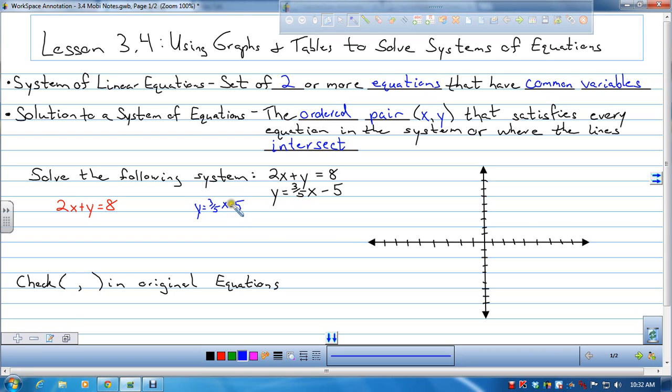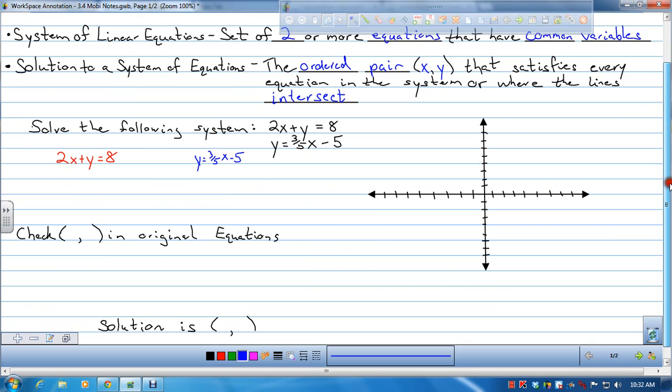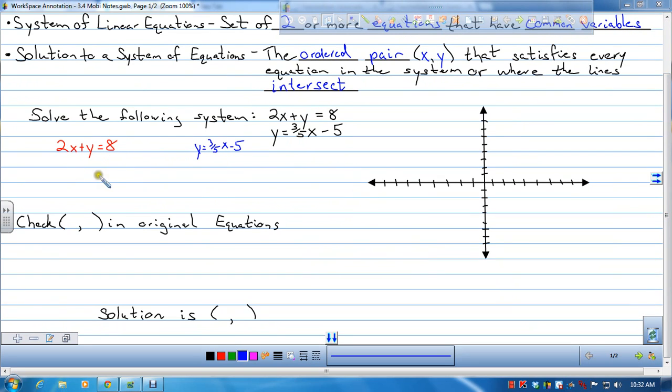So to solve these, we'll get started. Solve by graphing first. Let's say we wanted to solve the following system. We've got these two linear equations right here, one written in standard form, the other written in slope-intercept form. Doesn't matter, we simply need to be able to graph the lines.